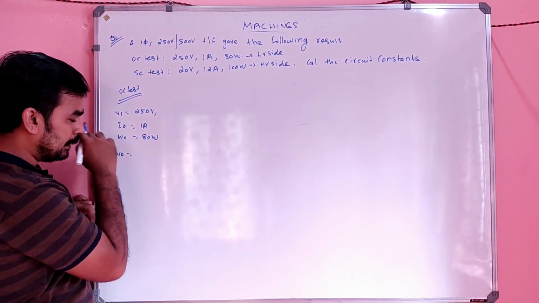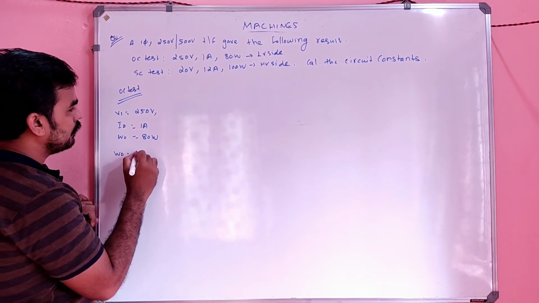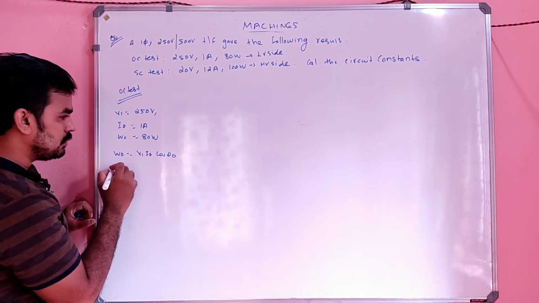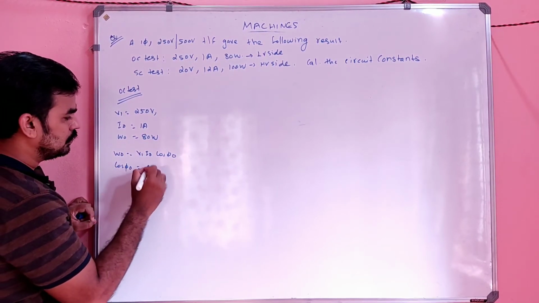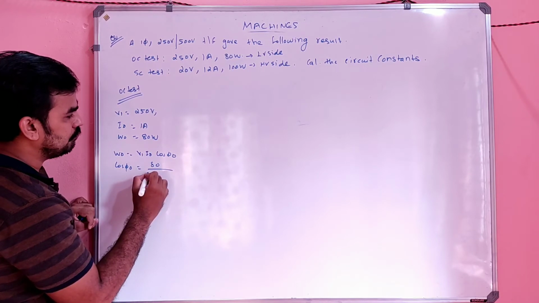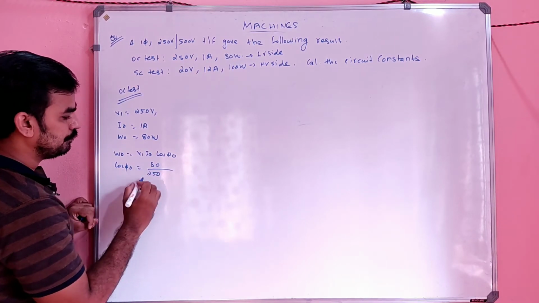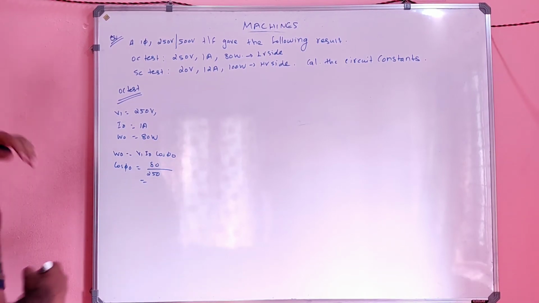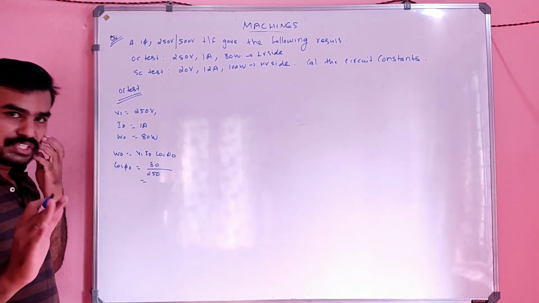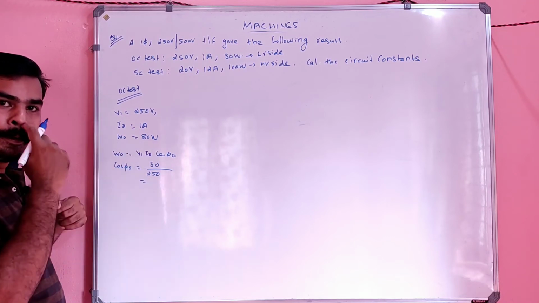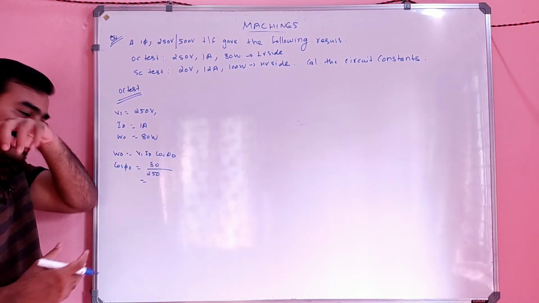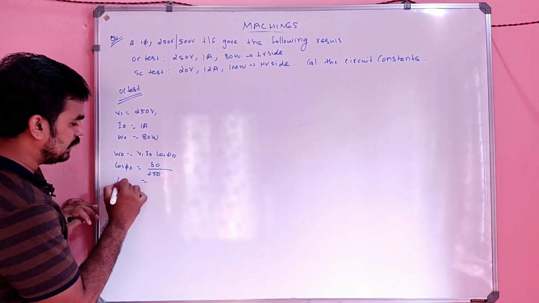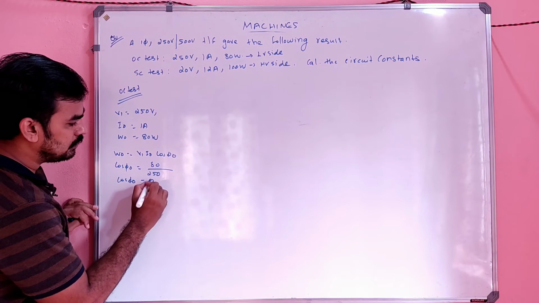W0 is nothing but V1 into I0 cos phi 0, correct? And what is cos phi 0 here? W0 that is 80 divided by V1, which is 250. If you solve this, you will get a value of cos phi 0 as 0.32.